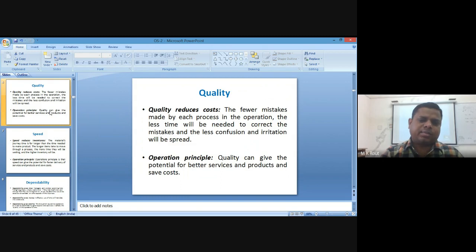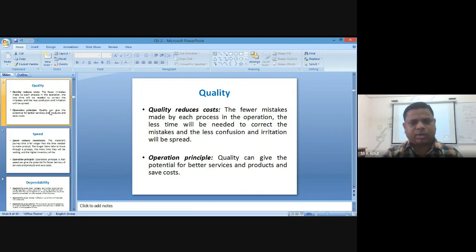Basically, some operational principle is applicable in case of quality. That is, quality can give the potential for better service and product, and it also saves a huge amount of cost. That is why most companies, like integrated or manufacturing organizations, have a facility like a quality assurance department, and on a regular basis they will check or go for sampling, that is, inspection of a particular product, to see whether the system is adequate or error free.